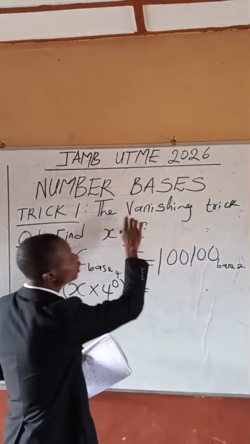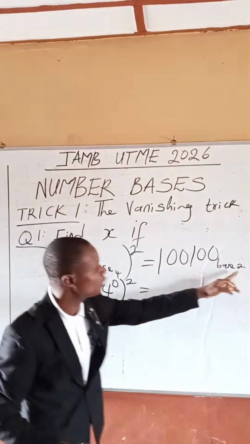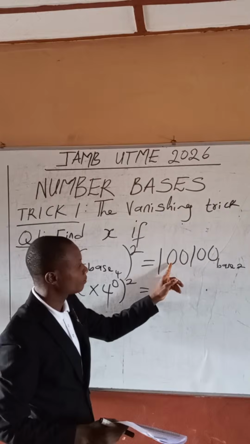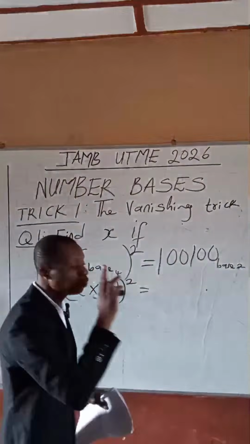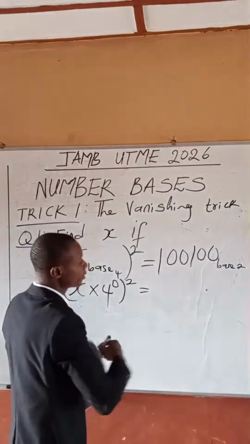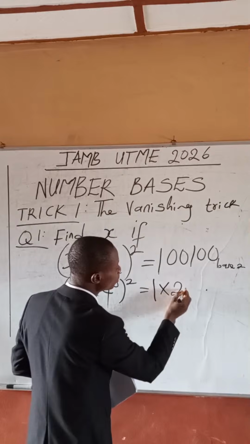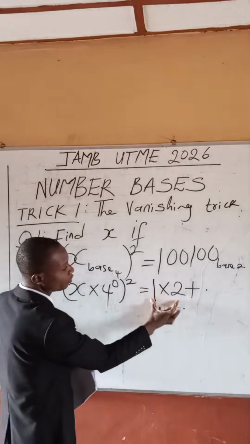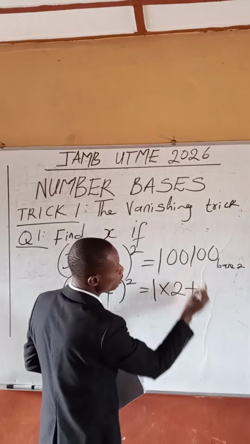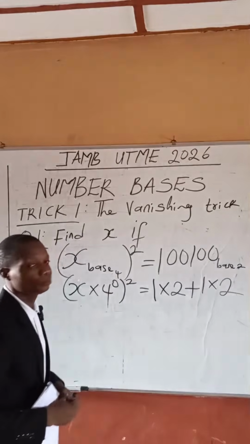Then use the vanishing trick here. So what is the vanishing trick? This base 2 will hibernate at these 0 points, which means we have only 2 numbers we are going to use, this one and this one. So we are going to write 1 times 2 here, which is the base times this one, then plus this second one times 2. This is what we are going to do.